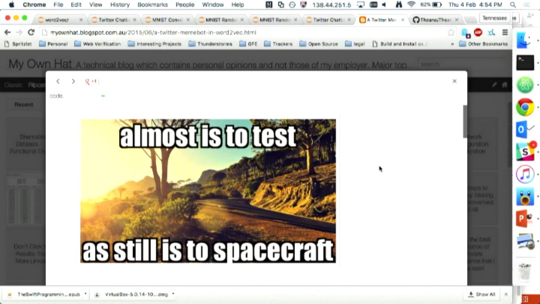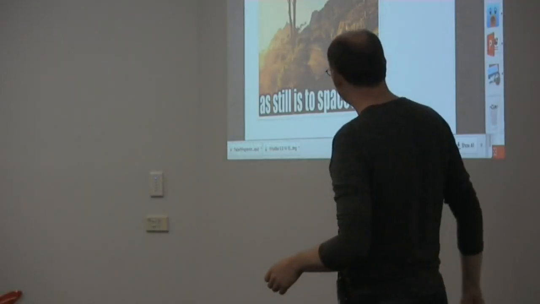That install script almost worked. Okay, so almost is to test as still is to spacecraft, jammed over the top of a Flickr top search result for one of the other words coming out of the tweet. But obviously it doesn't make enough sense. I think people would probably go, well, hang on. If he's claiming this is the AI revolution, he's wrong.